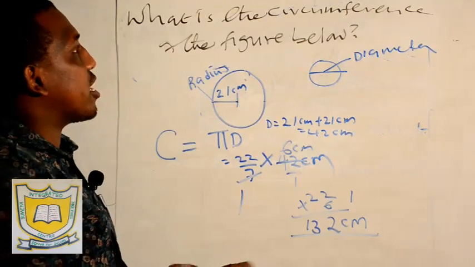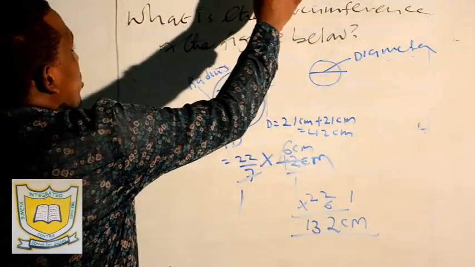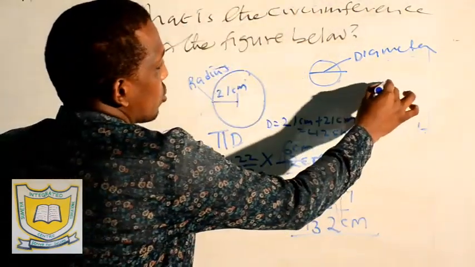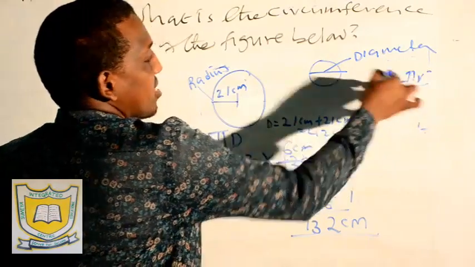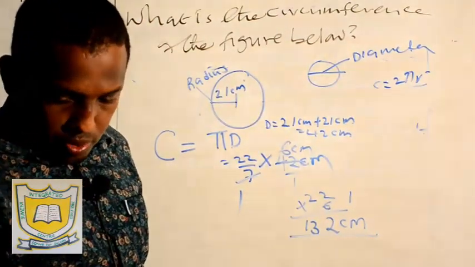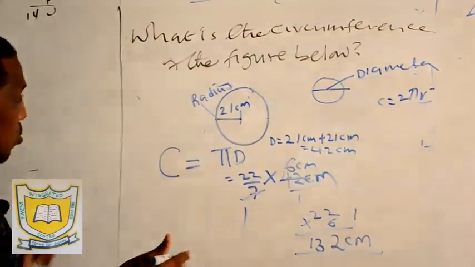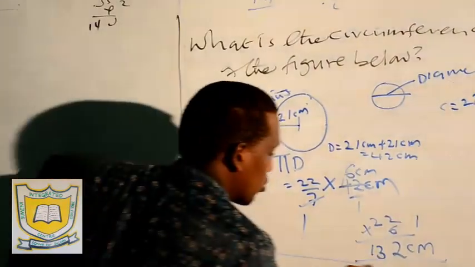And if you are clever enough, when given the radius, you can say circumference is equal to 2 pi r. It's the same. So you use the one you prefer. So now there's another one below this one.